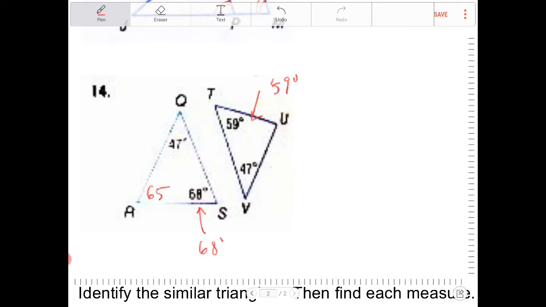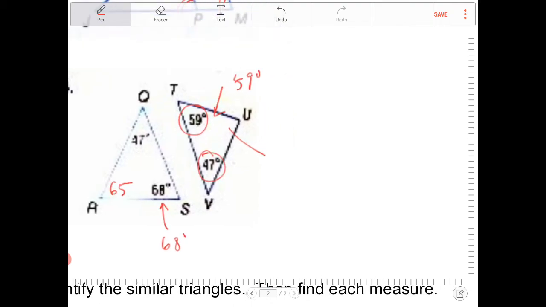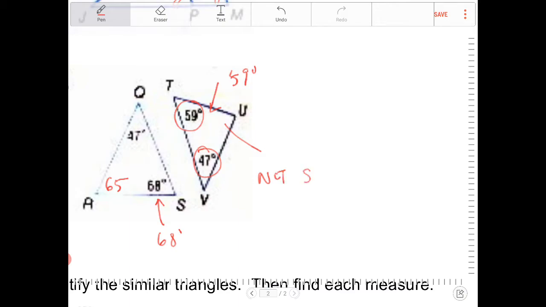Now, in order for these two triangles to be similar, I have to see whether or not this third angle here is actually going to be 65 or any of the other two. And I can clearly see already that this is 59 here and that's 47. The third angle will not be any of those. So this is not similar.